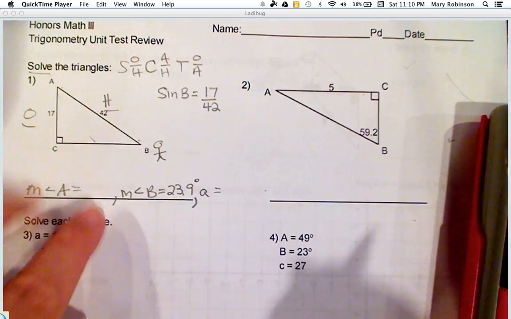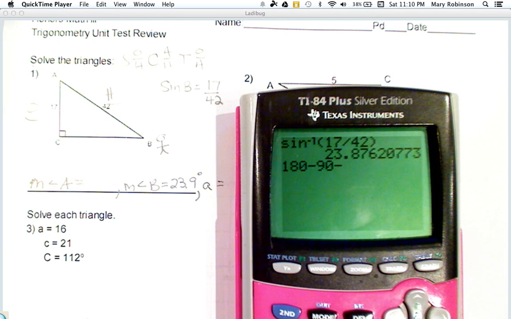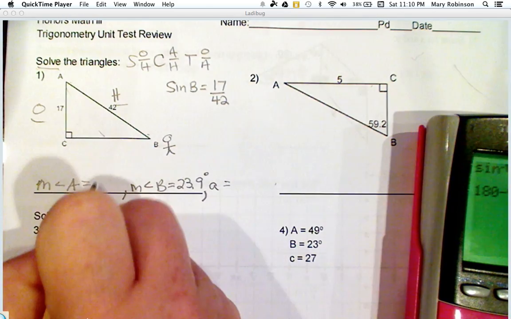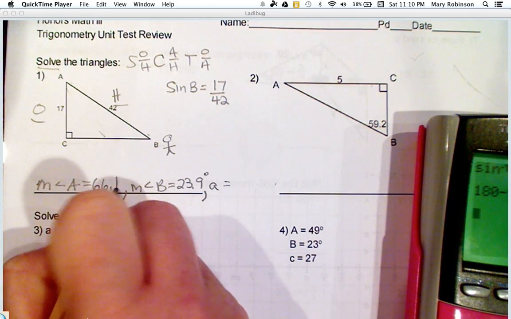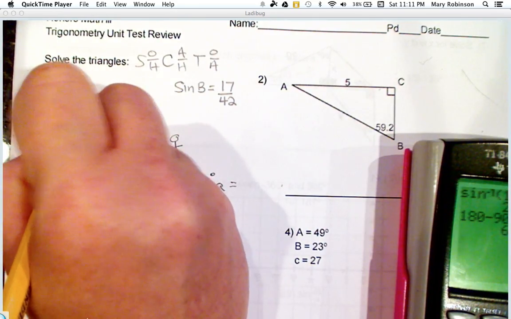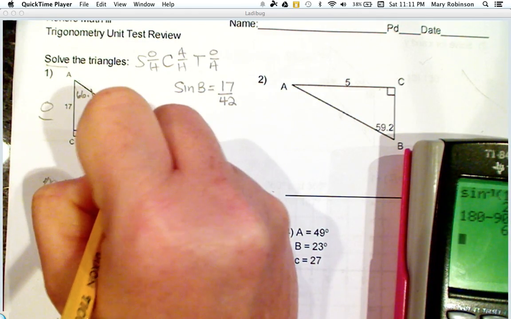Finding the measure of the third angle is simple. Since we know that the sum of all the angles in a triangle is 180, I can subtract out the measures of the angles I already know. Here we would get 66.1 degrees for angle A. So this is 66.1 and this is 23.9.